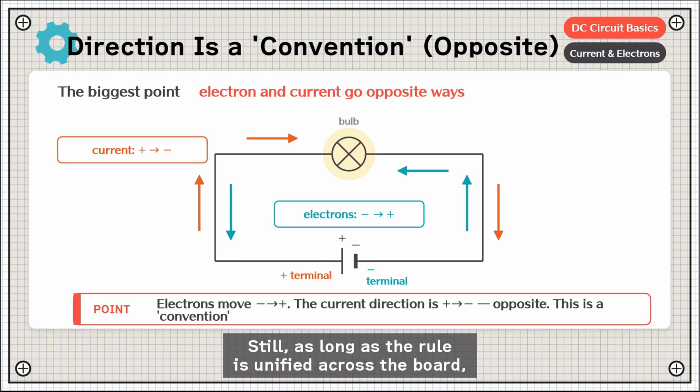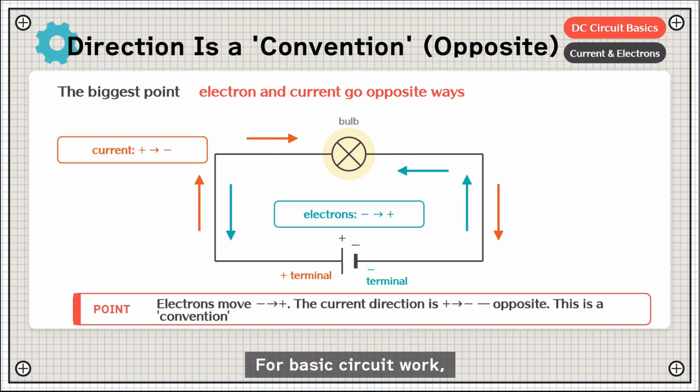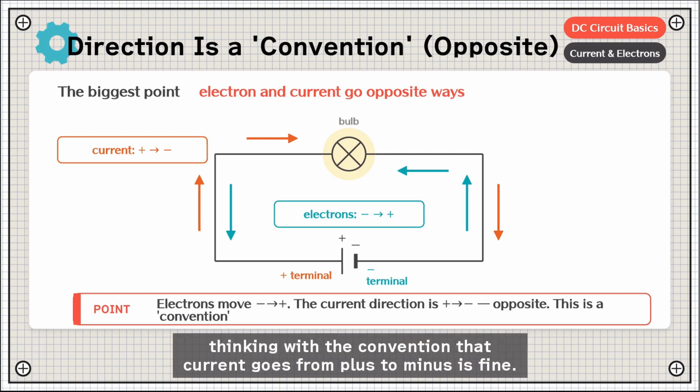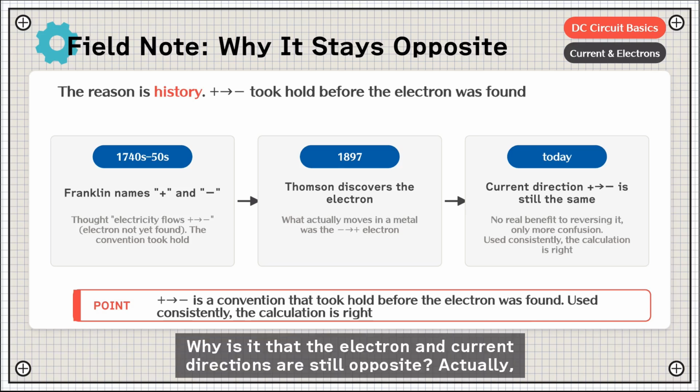Still, as long as the rule is unified across the board, the answer to the calculation comes out right. So even if you hear the directions are opposite, don't worry. For basic circuit work, thinking with the convention that current goes from plus to minus is fine. Here's a field note. Why is it that the electron and the current directions are still opposite?